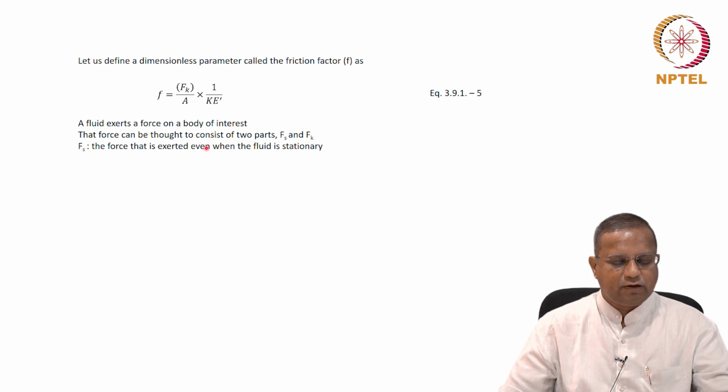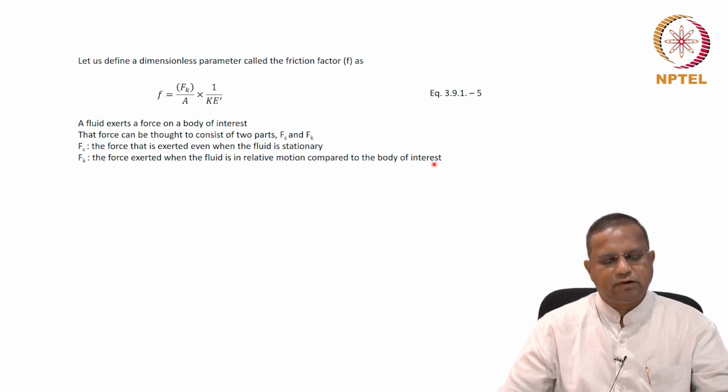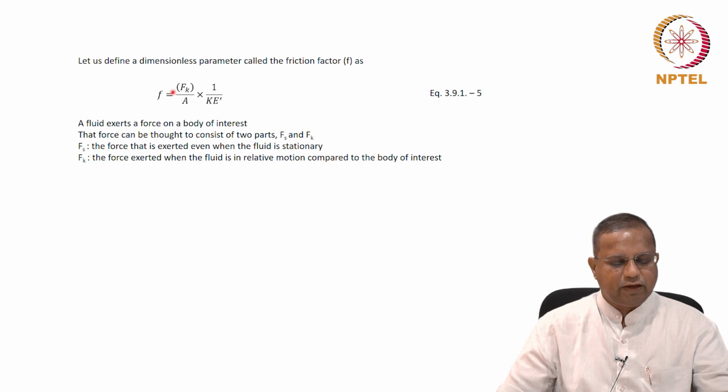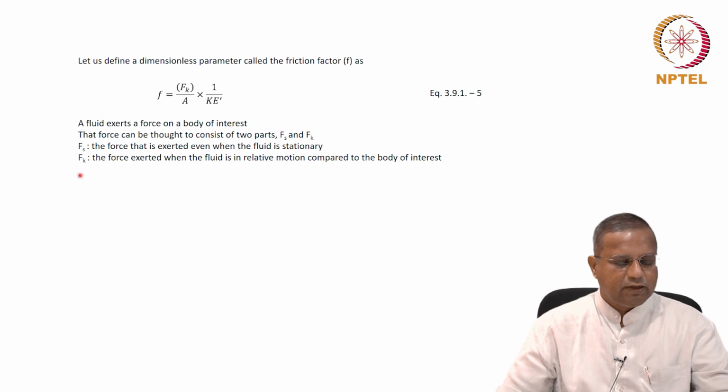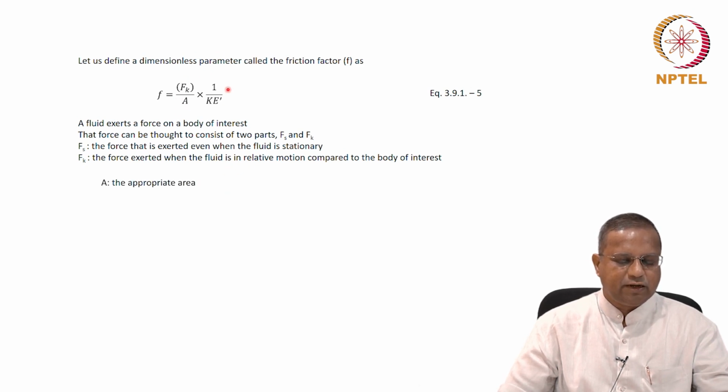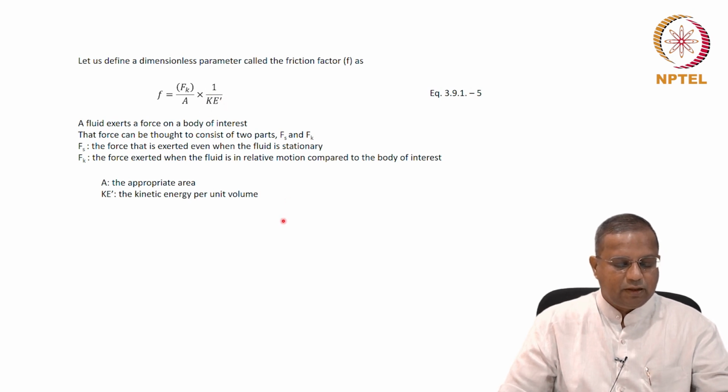And Fs is the force that is exerted when the fluid is stationary, and Fk is the force exerted when the fluid is in relative motion compared to the body of interest. Okay, this is the background for this Fk. The force acting on a body, the kinetic component due to fluid motion, is called Fk. So you normalize it with respect to the area, and then normalize that with respect to the kinetic energy per unit volume. Please correct this: it is kinetic energy per unit volume, Ke dash.